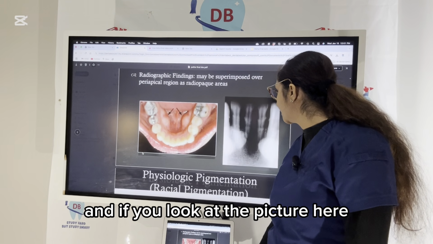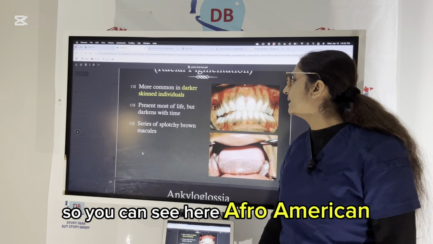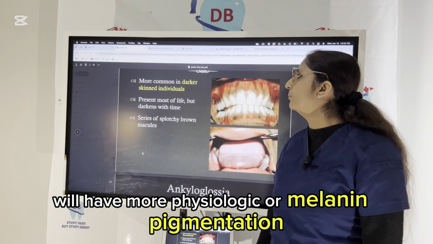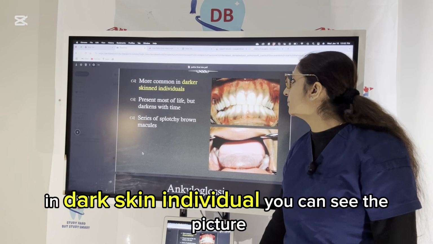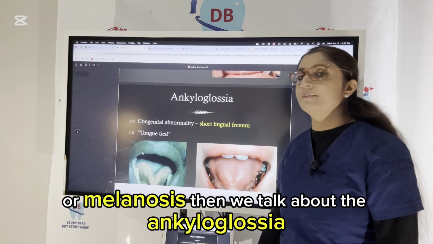Now let us talk about some racial pigmentation. So you can see here, Afro-American students will have more physiologic or melanin pigmentation in darkened skin individuals. You can see the picture. This is called physiologic pigmentation or melanosis.